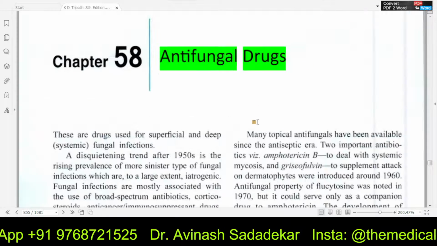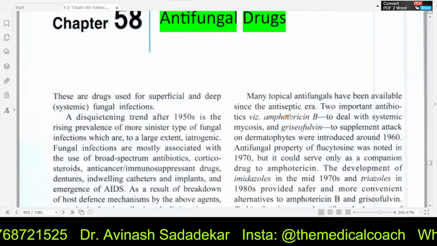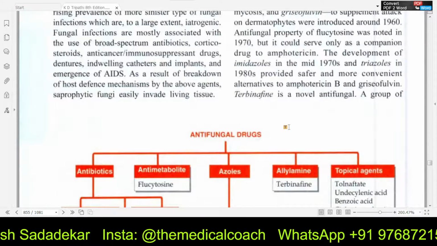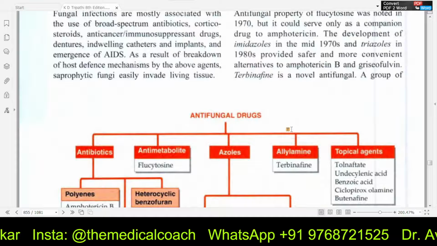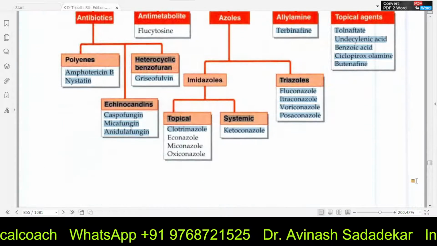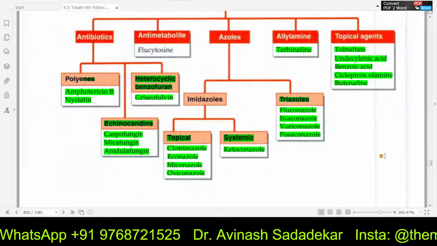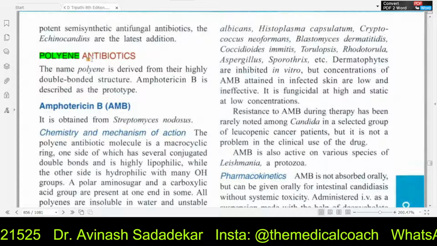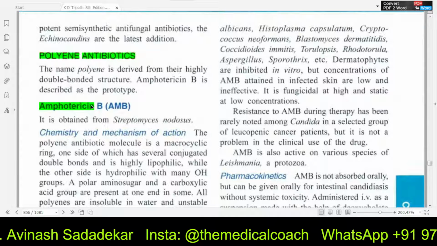And the only important drug you have to do, actually speaking, is amphotericin B, but we will be doing a little extra. So I'll tell you which all extra we are going to do. The classification becomes ultra important, so please do it properly. Otherwise, you will lose marks unnecessarily. The polyene antibiotic is amphotericin B.